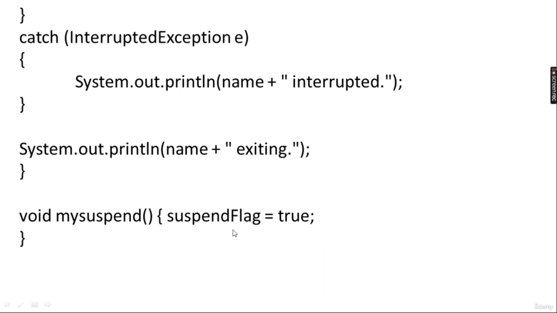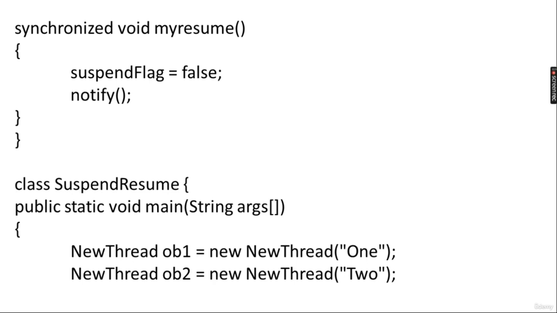And if it is true, wait should call the thread to wait. Okay. And resume sets the suspend flag to false, and notify will tell the thread to awake. Okay. Wait will tell the thread to go and sleep. It is as simple as that.